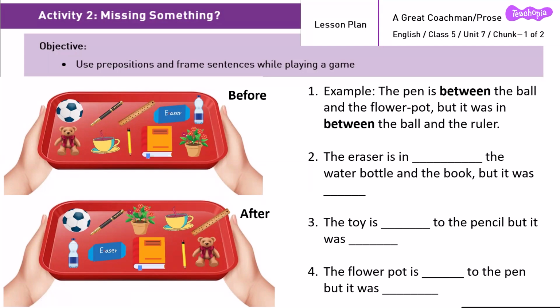Yes. Between. First one is between. The eraser is between the water bottle and the book. Yes, ma'am, it's correct. Earlier, but it was, ma'am, your answer is correct. The eraser is between the water bottle and the book now, but it was, what was its earlier position? Can we fill the blank? Any of the other teachers?